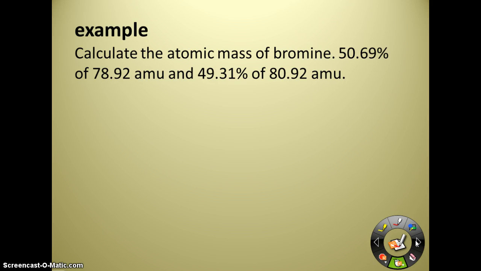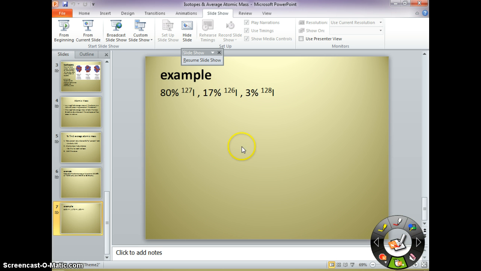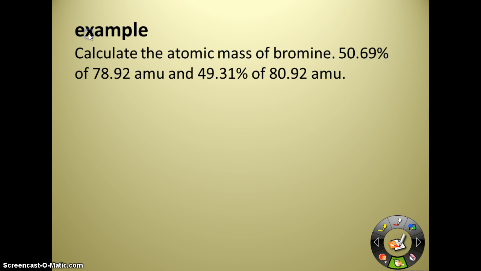So if we were to calculate the atomic mass of bromine, it is 50.69% of the 78.92 AMU, and it is 49.31% of the 80.92 AMU.